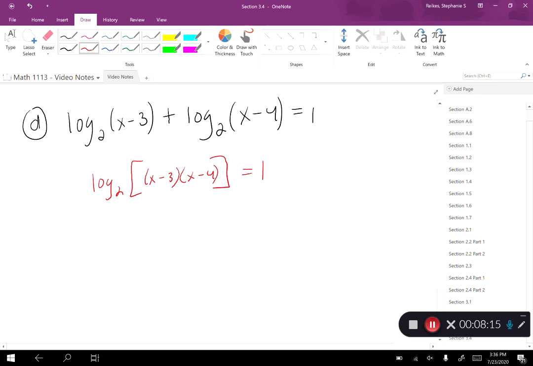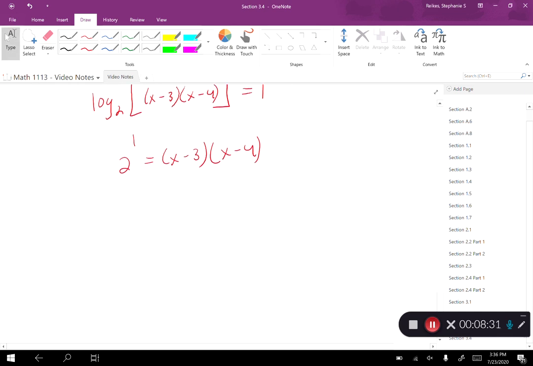Next, I want to get rid of the word log. Eventually, I'm trying to get x by itself, so let's change this from logarithmic form to exponential form. So that's base 2 to the 1 equals x minus 3 times x minus 4. Continuing to solve, 2 to the 1 is 2. Foiling, we're going to get x squared minus 4x minus 3x plus 12. Like terms in the middle, that's x squared minus 7x plus 12.